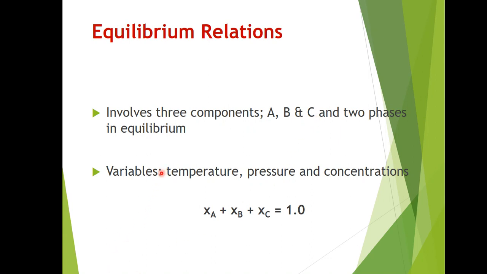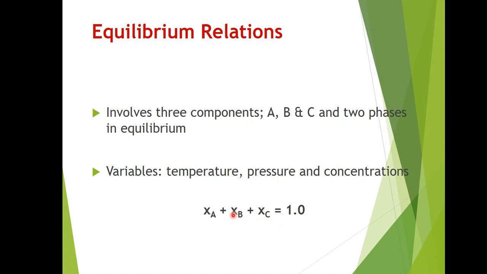Now, the variables to consider in extraction are temperature, pressure, and concentration. These three will have major roles later in the effectiveness of the extraction process. Now you see this, XA plus XB plus XC equals 1. This means that the concentrations of A, B, and C in the feed or in the raffinate, because it's X, should always be equal to 1. I did not write the Y here anymore: YA plus YB plus YC should also be equal to 1.